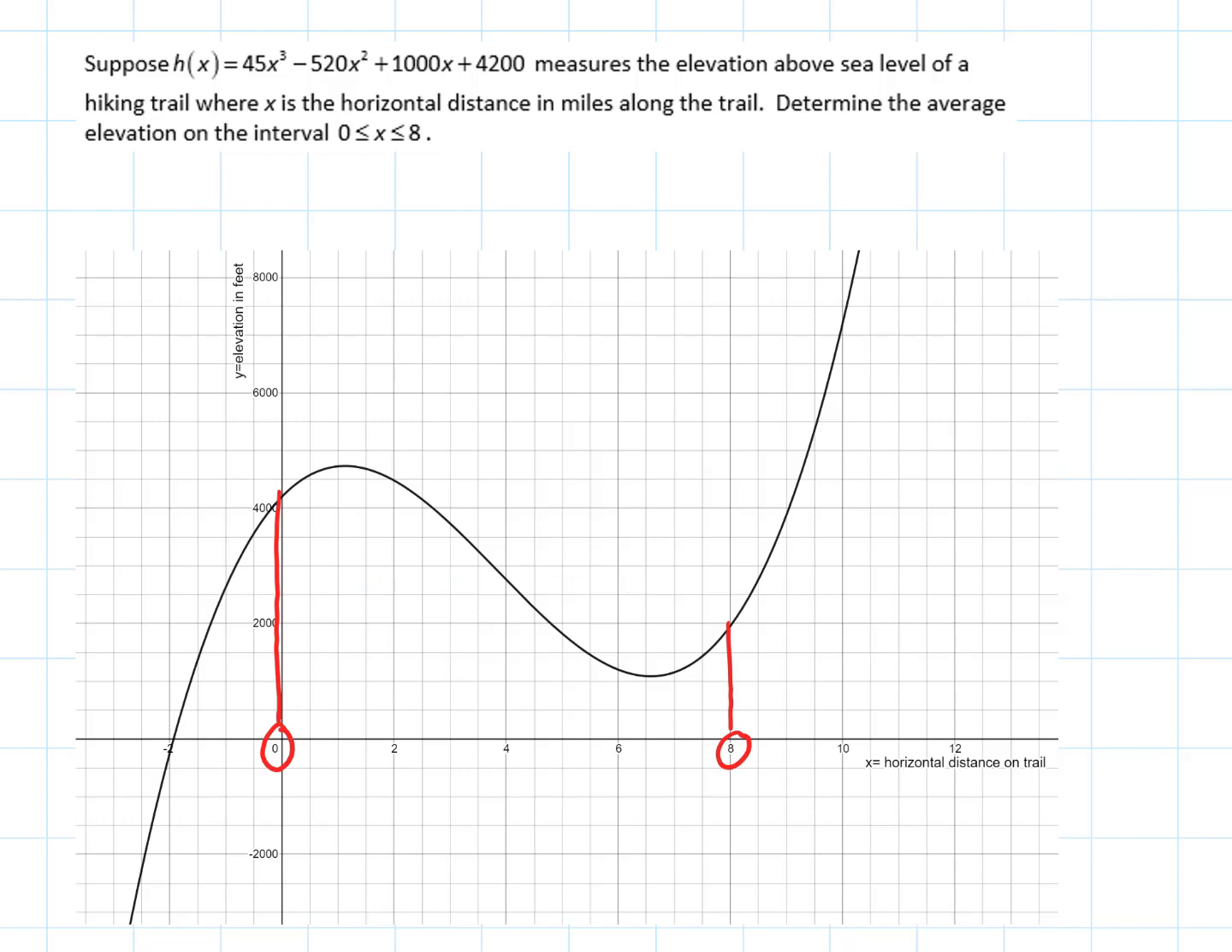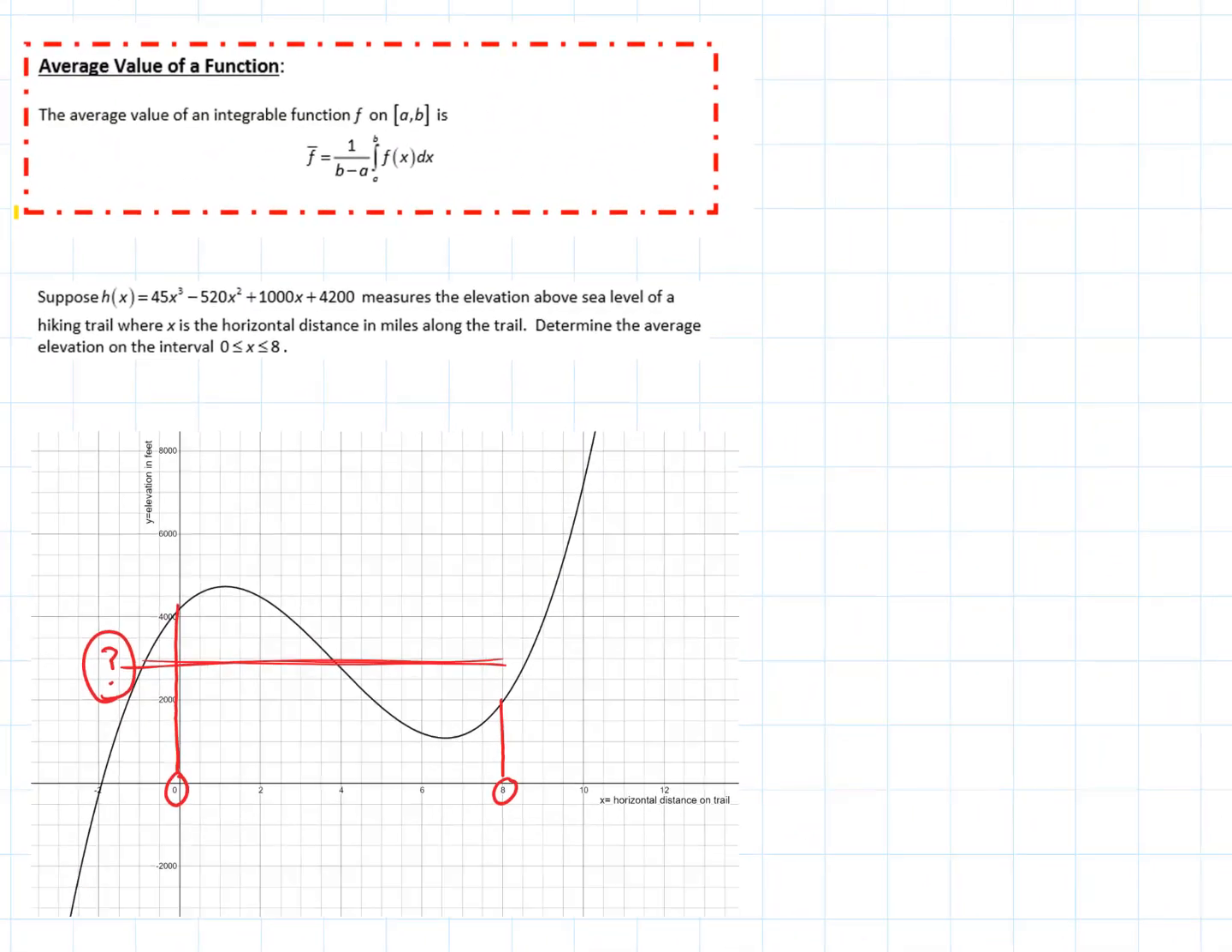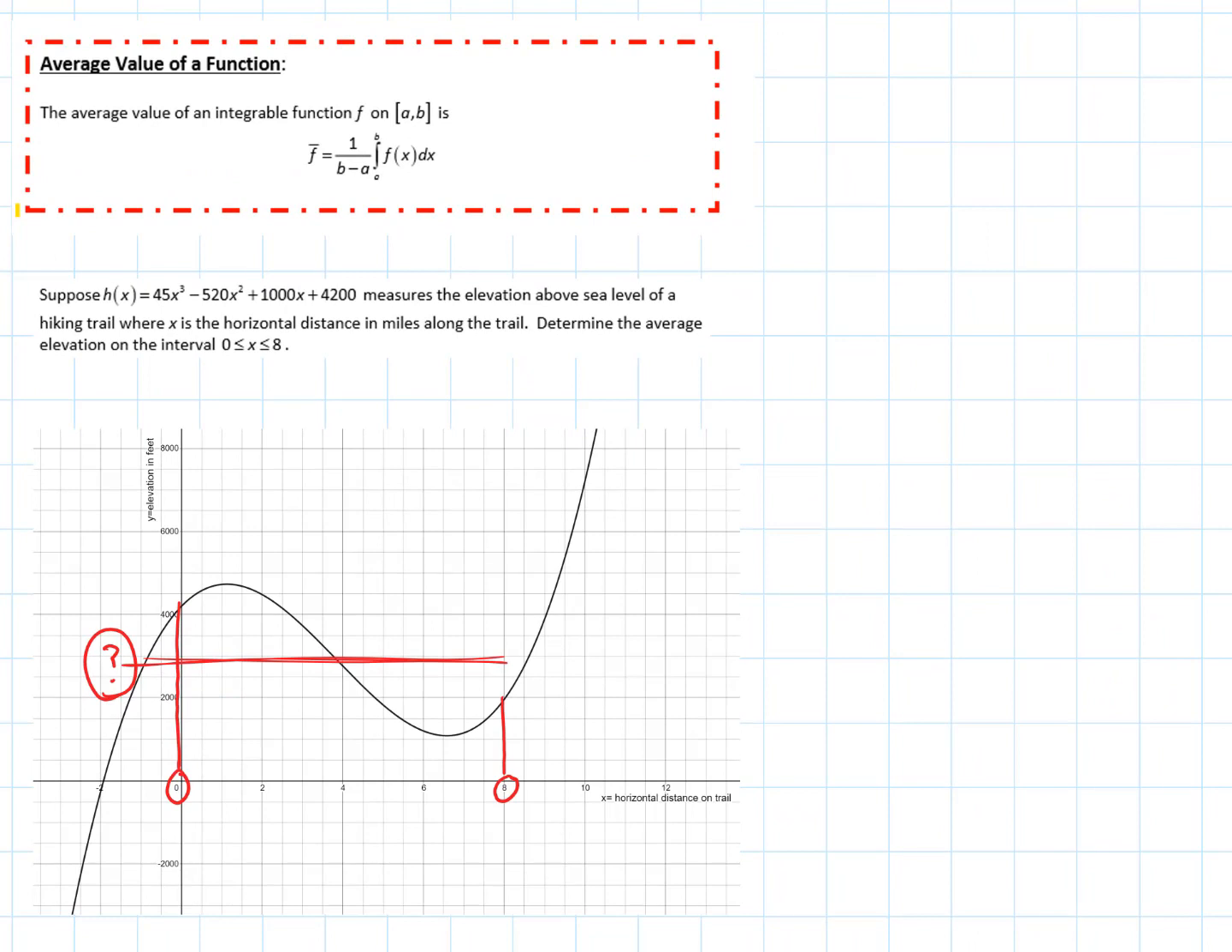Maybe even a little bit higher. The average somewhere in there would probably be about the average of the elevations across that interval from 0 to 8. So let's figure out what that average is, and we're going to do that just by applying the average value of a function formula.